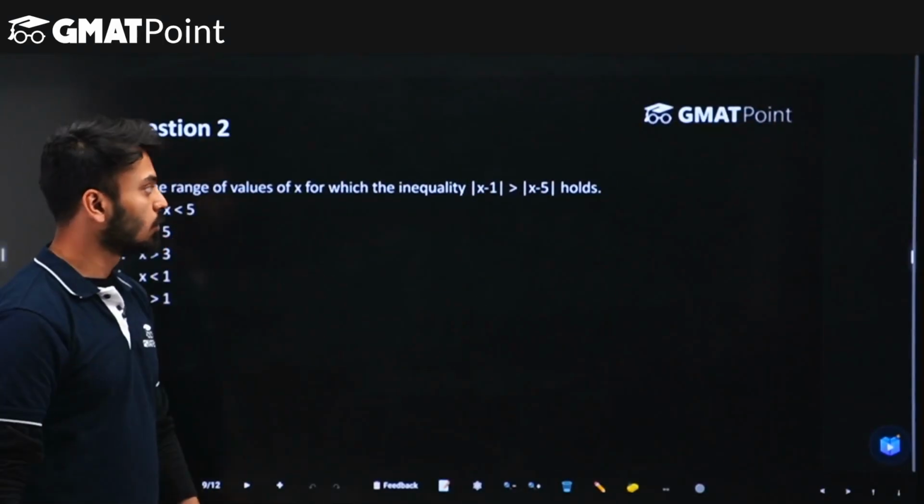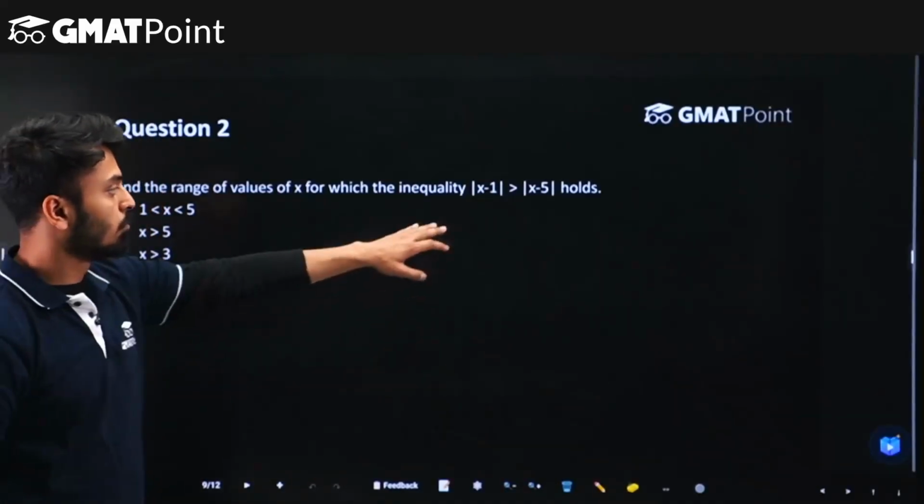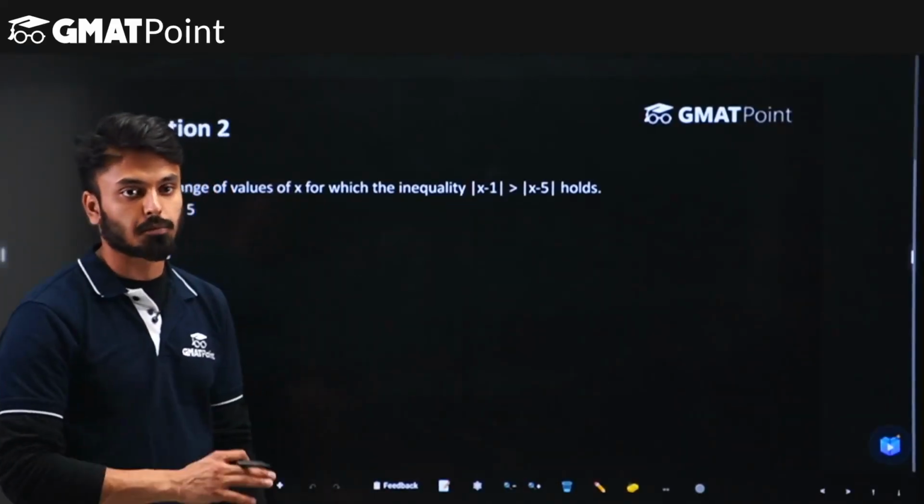Find the range of values of x for which mod of x minus 1 greater than mod of x minus 5 holds.